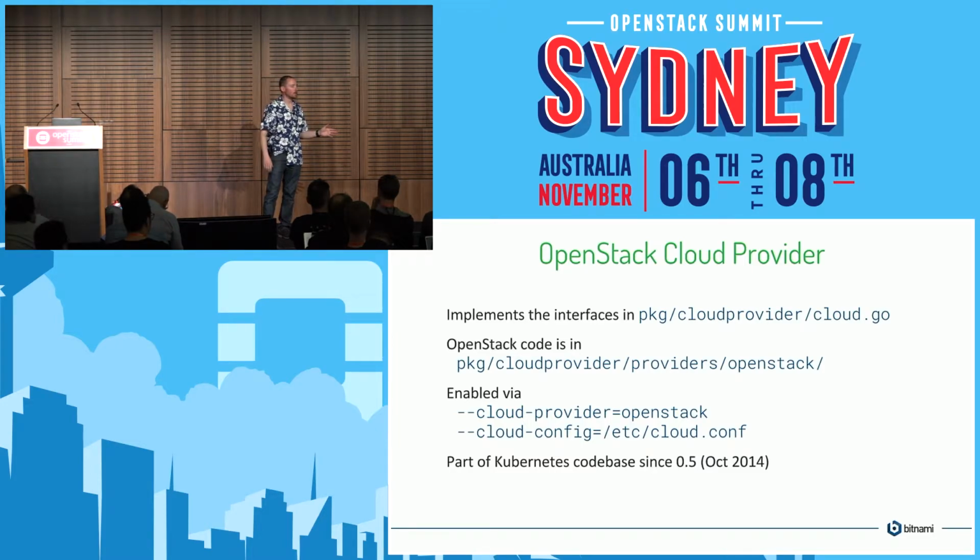Including some test-only ones like Vagrant and things like that. This is enabled via these two flags, and you run the kubelet and the API server and the controller manager with those flags, and that tells it to use the OpenStack plugin code, which is already part of that binary, and then there's a configuration file that can be anywhere on your disk that configures that provider. The OpenStack one has been part of Kubernetes for a very long time.